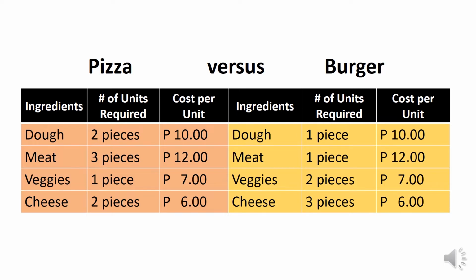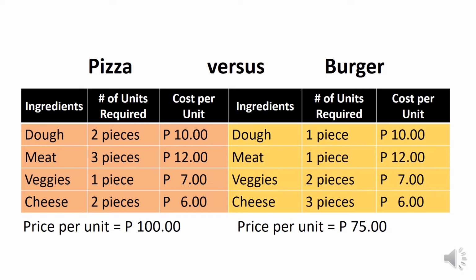On the other hand, burger would need one piece of dough, one piece of meat, two pieces of veggies, and three pieces of cheese. Again, this might not be the actual burger and pizza you're thinking, but let's assume that these are the ingredients for both pizza and burger with different quantity requirements. A unit of pizza would sell 100 pesos, and a unit of burger would sell 75 pesos.